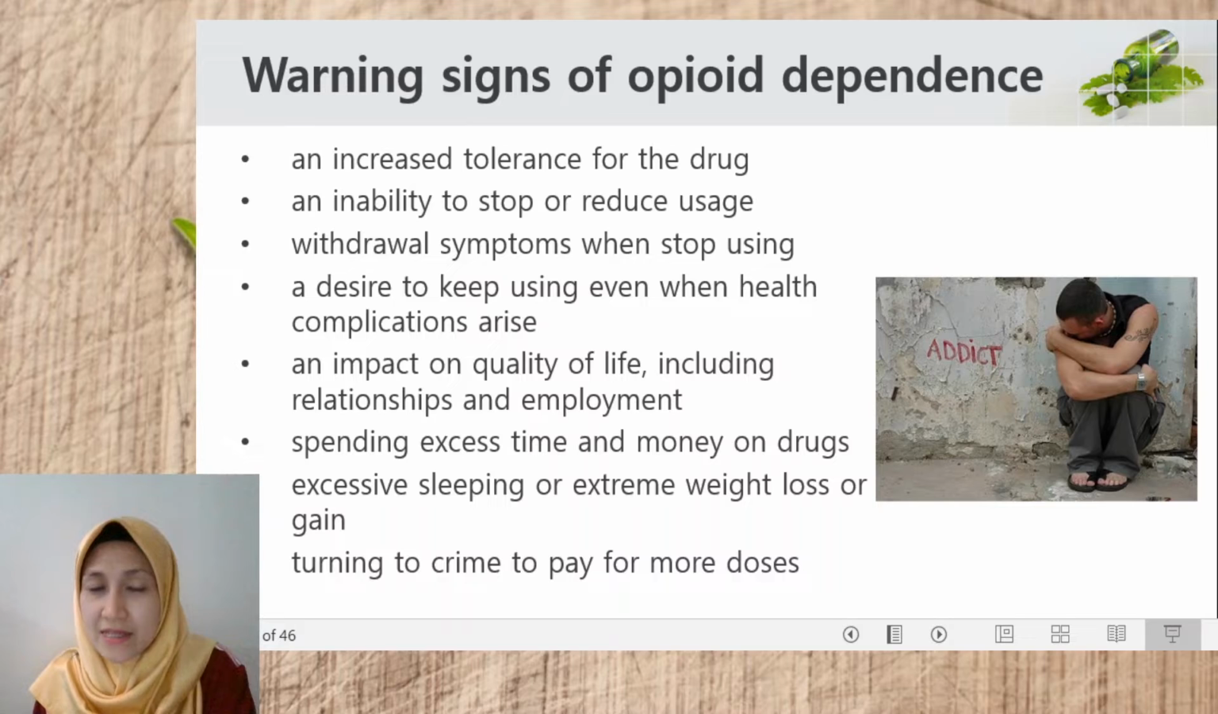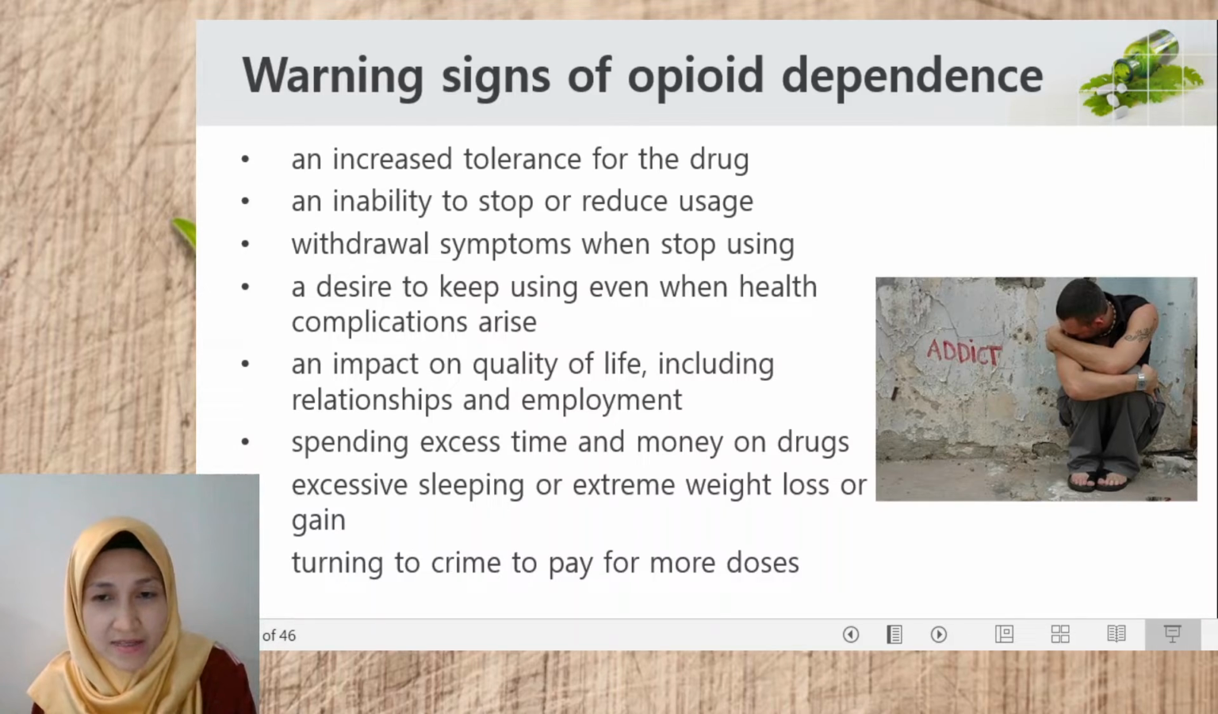So that means that when their continuous use affects their employment, for example, if it affects their performance at work, they are being terminated from the job. For example, they cannot keep commitment in a relationship. It has impacts on quality of life. So that means that they have a problem.